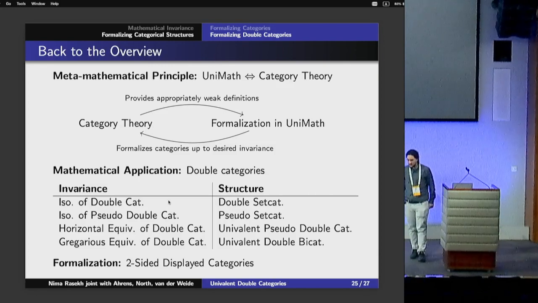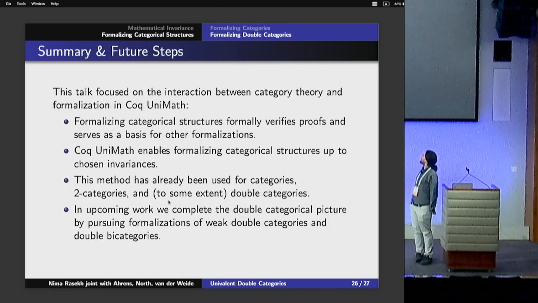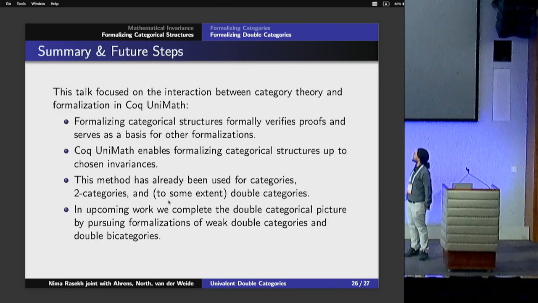And finally, we did introduce as part of the work the technology of two-sided displayed categories as a way to manage the formalization, to be able to formalize things in a way that is meaningful. And maybe there are also other applications, depending on who is interested in this kind of stuff. All right, so let me then summarize and give some future steps.